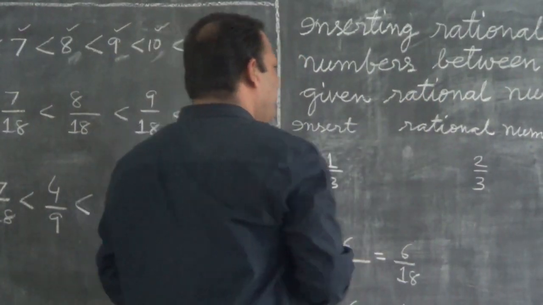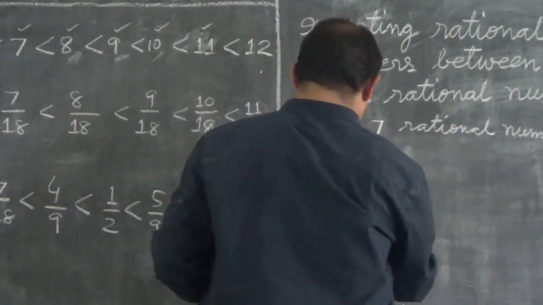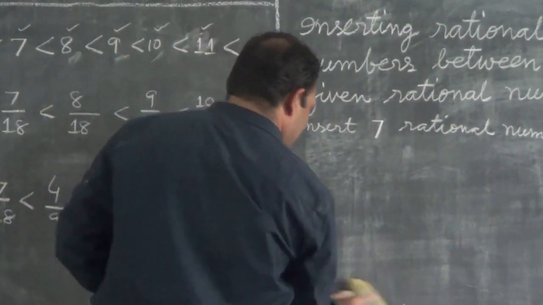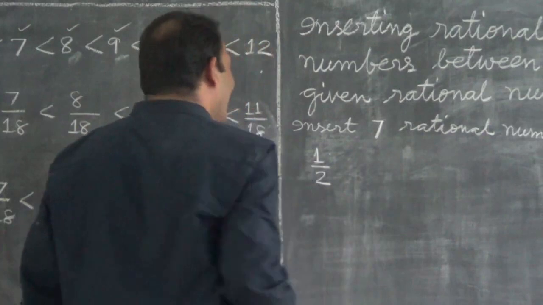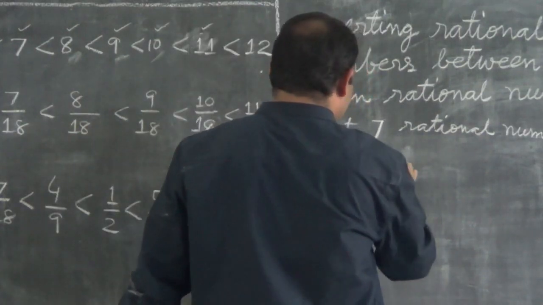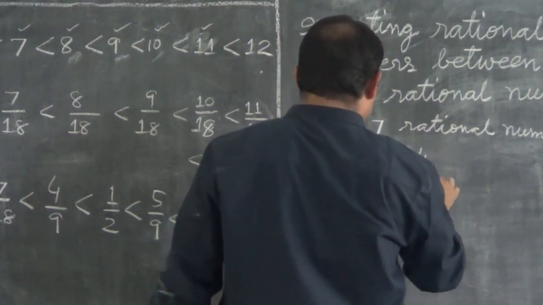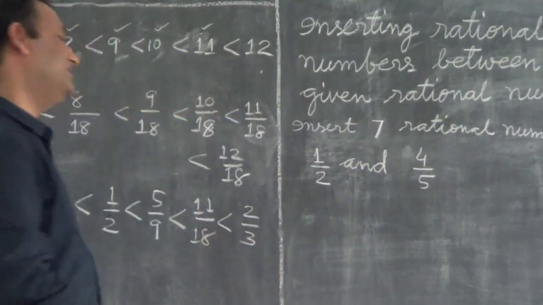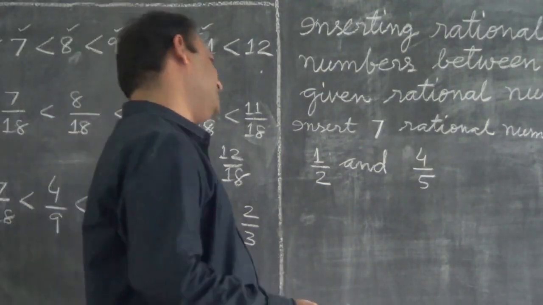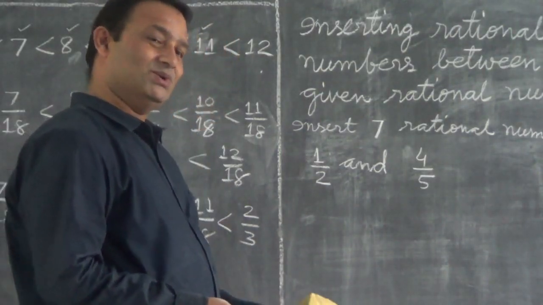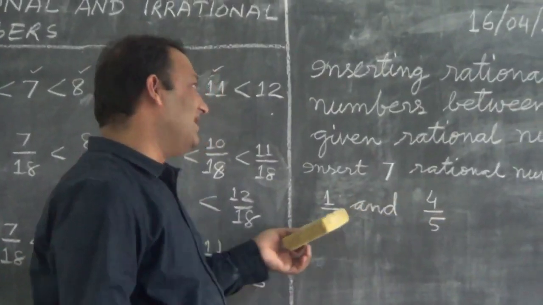Insert 7 rational numbers between 1 by 2 and 4 by 5. So here what to do? Here you see, children, we have to insert 7 rational numbers.